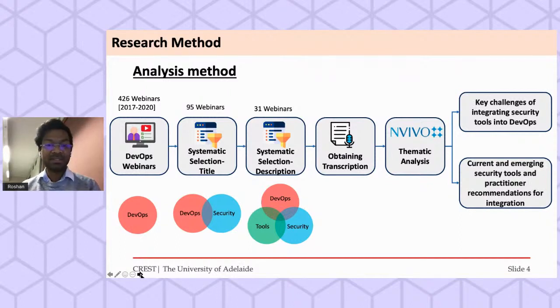Our intention here was to identify the key challenges of integrating security tools into DevOps, to find the current and emerging security tools which practitioners discussed, and the key recommendations they proposed in terms of integrating these security tools in a DevOps pipeline.